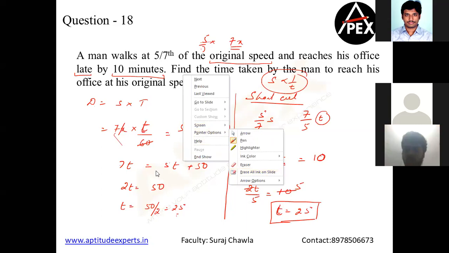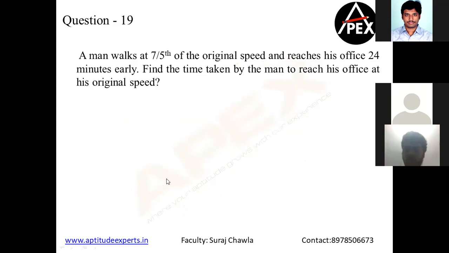Moving to the next one, please. Can we solve this, please? Take 2 minutes. No, not even two, you just need 1 minute to solve this. If you want to go by the shortcut, let's discuss it together. 7/5 of the original speed. Now, in both the cases, he is covering the same distance. So again, the same concept.